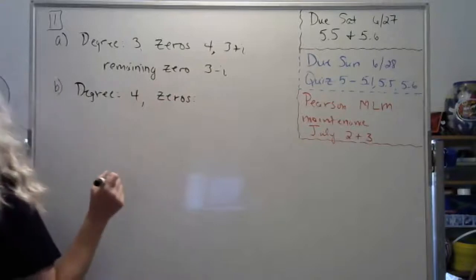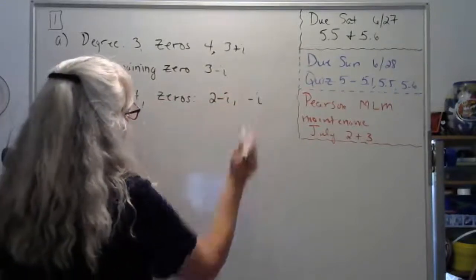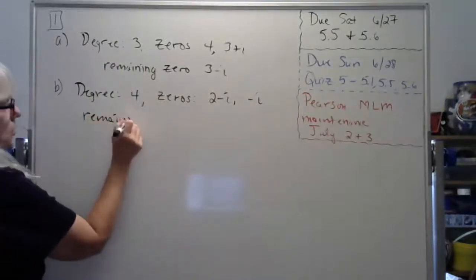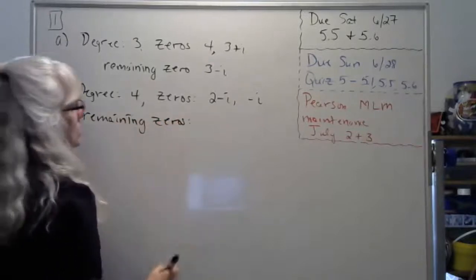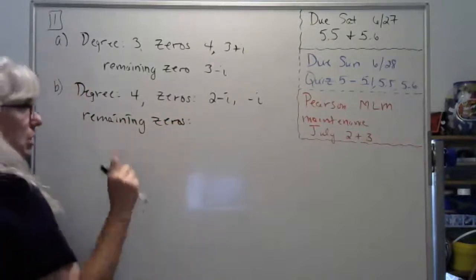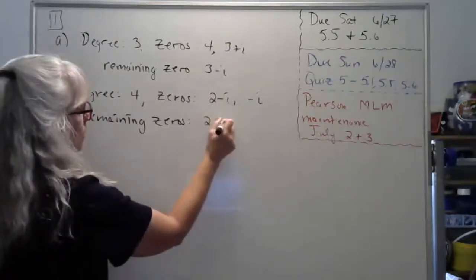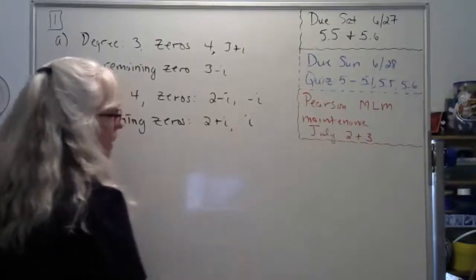And the zeros are 2 minus i and a negative i. Well, if it's a degree of 4, it must have 4 zeros. So the remaining zeros have to be the conjugate pairs. So for 2 minus i, we would have 2 plus i. And from the negative i, its conjugate would be a positive i.